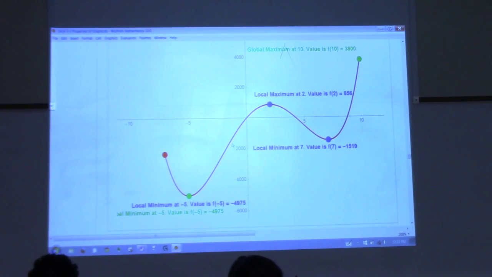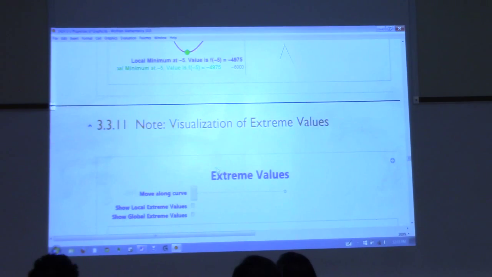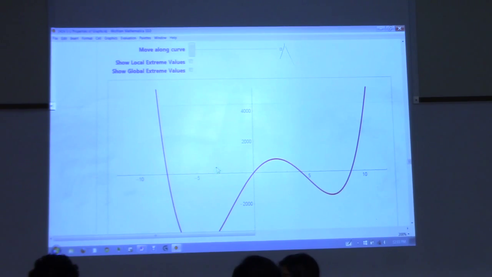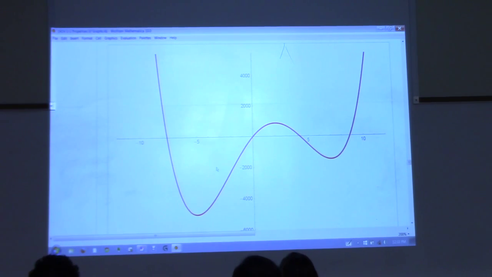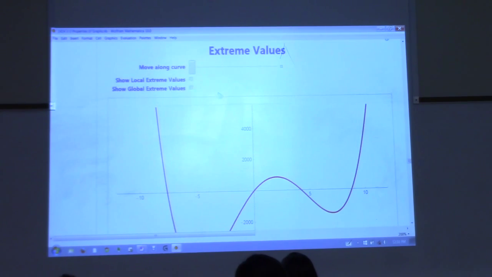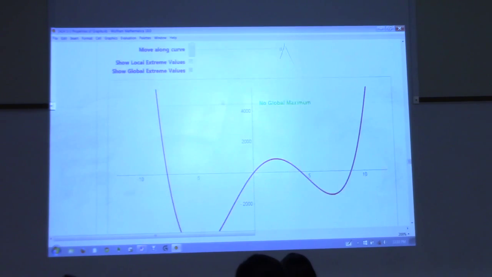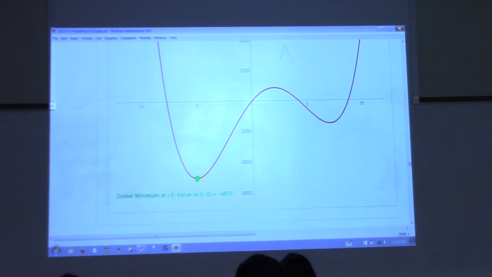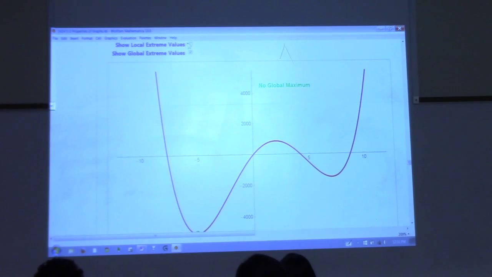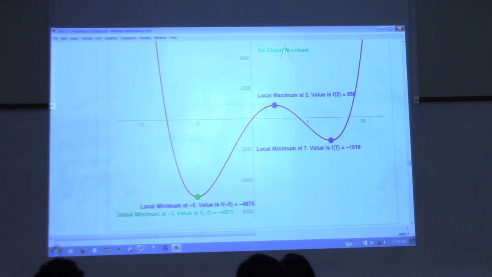All right? Does this one have a global maximum? No, if we assume that these are arrows going up forever, no global maximum. Do we have a global minimum? Yes. There it is. And then all of our locals, how many locals will we have? 3. 1, 2, and then 3.